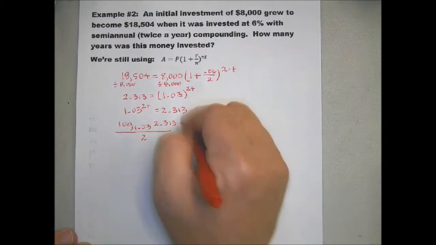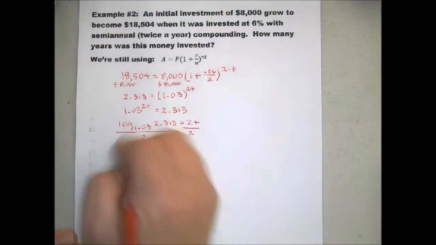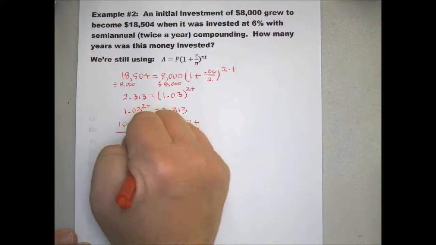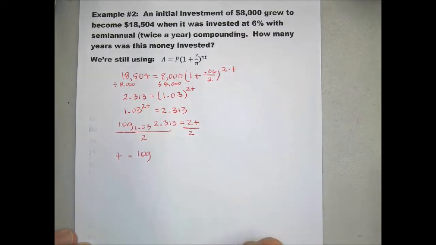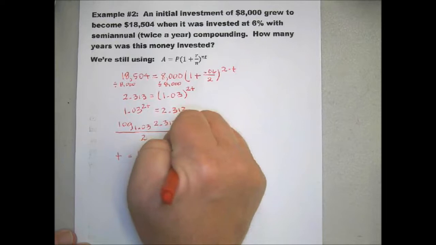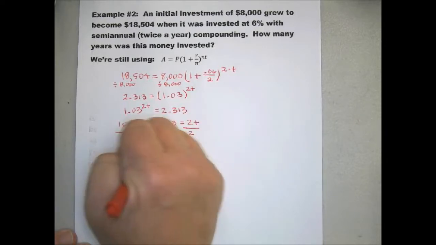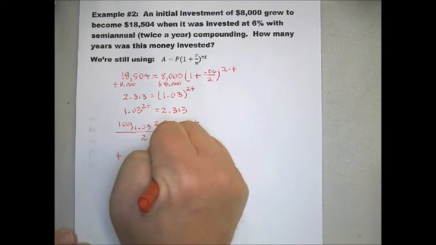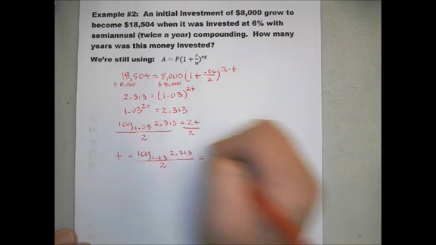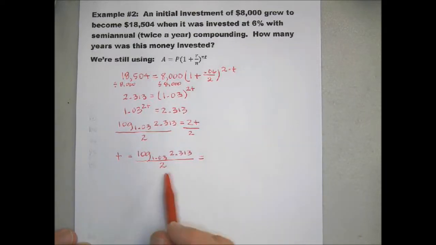And that would mean t equals, because the 2's would cancel, t equals log base 1.03 of 2.313 divided by 2. So if we were asking for an exact answer, that would be the exact answer. But we're not. We want to actually know something that is more meaningful than this.